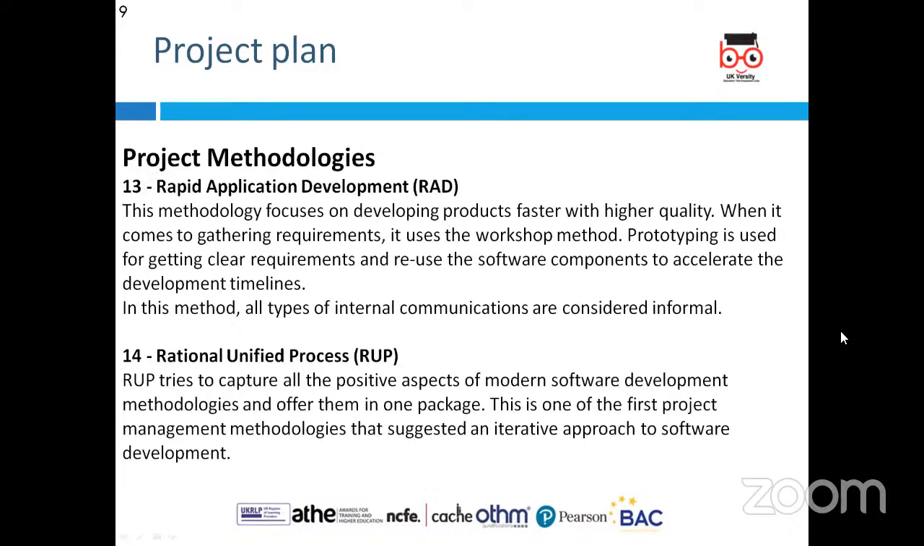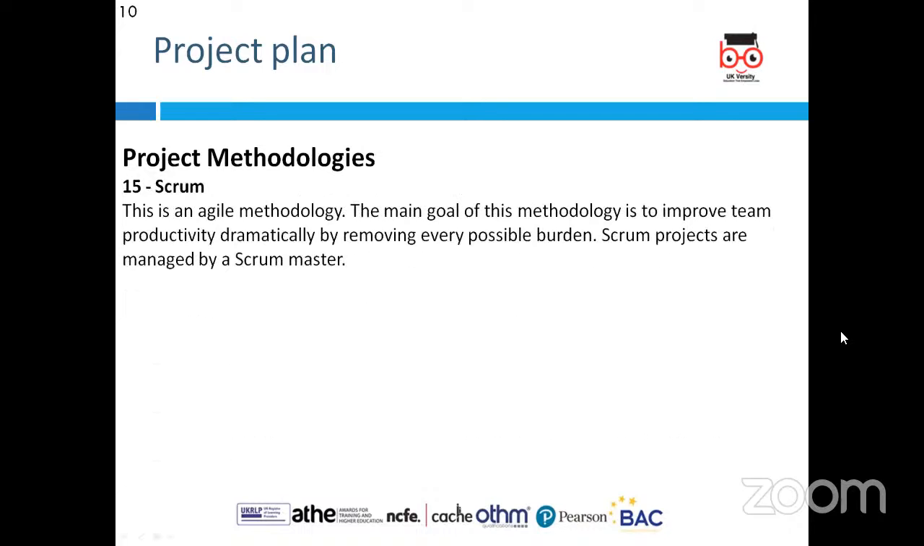Then when it comes to rapid application development, this methodology will focus on developing products faster with high quality. When it comes to gathering requirements, it uses the workshop method. Prototyping is used for getting clear requirements, and use the software components to accelerate the development timelines.